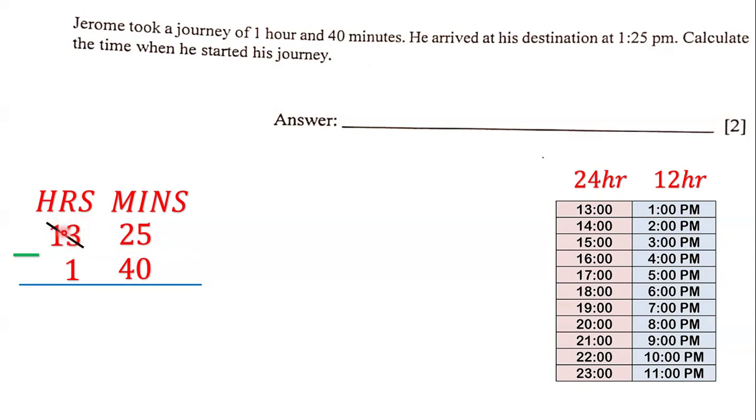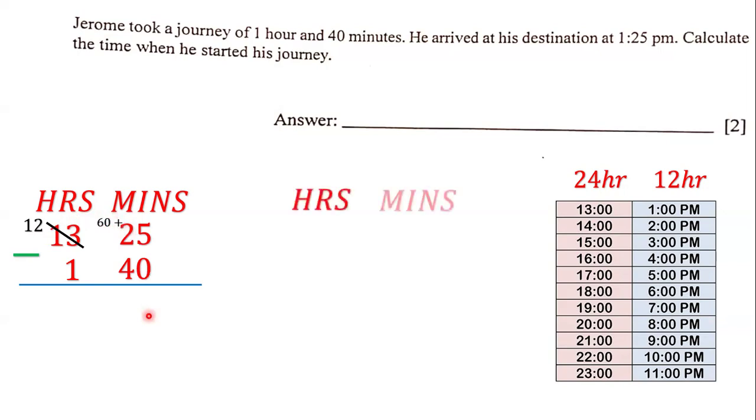And so we have 13. 13 minus 1 is actually 12. So when you take away 1 from 13, that's actually 12. And so that means that we are taking away a whole hour and bringing it over to the minute side. Now it's important to note that 1 hour is 60 minutes. So when we borrow an hour from the hour side and bring it over to the minute side, it's going to be 60 minutes because 1 hour is 60 minutes. And so we have 60 plus 25.